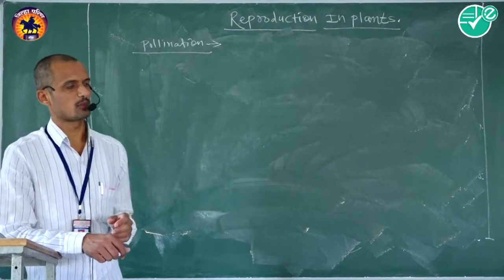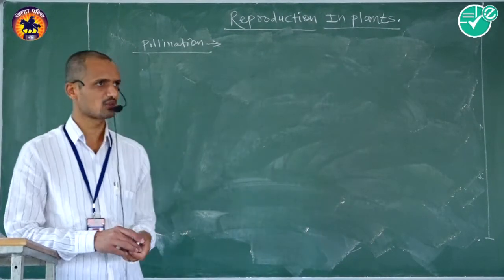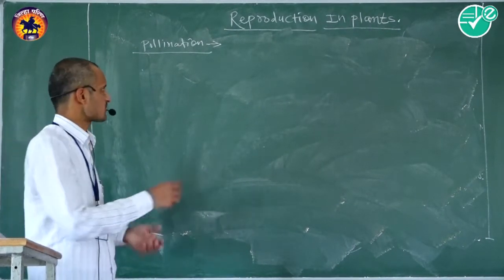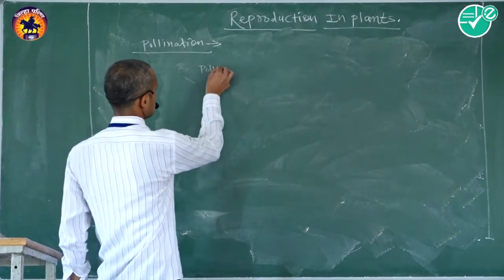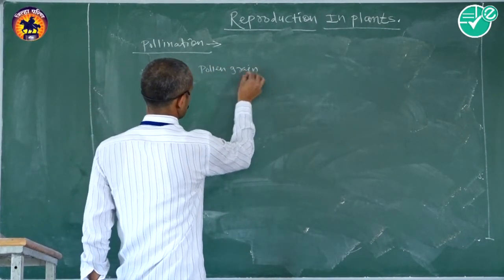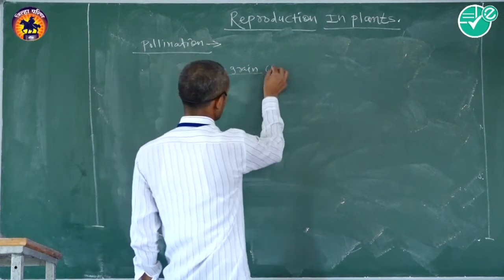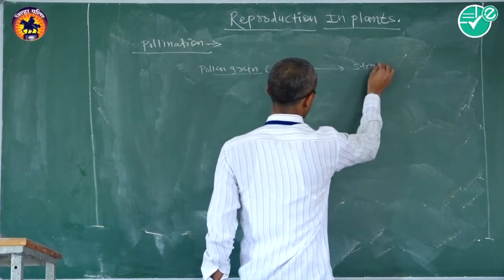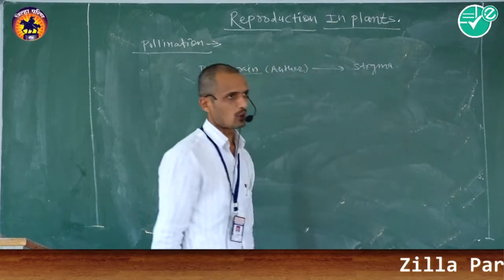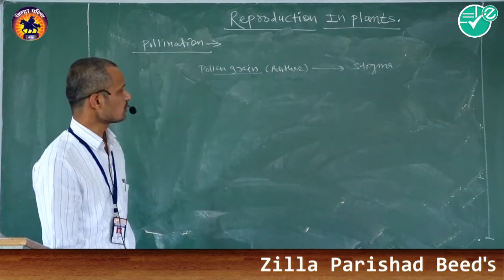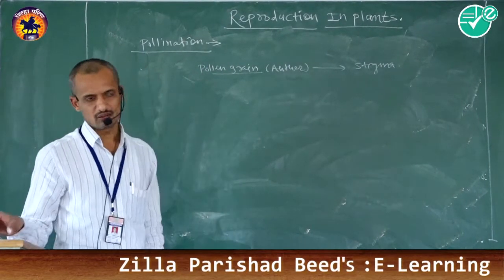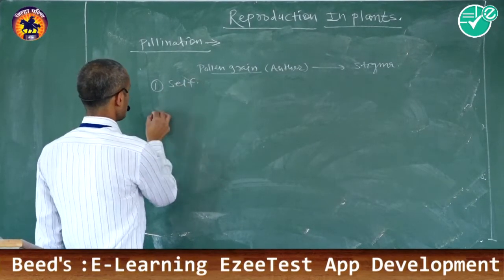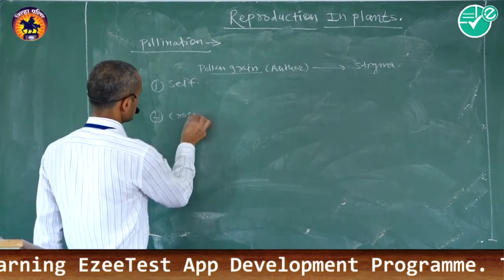Pollination means the transfer of pollen grains from the anther to the respective stigma. There are 2 main types of pollination. The first one is self-pollination and the second one is cross-pollination.